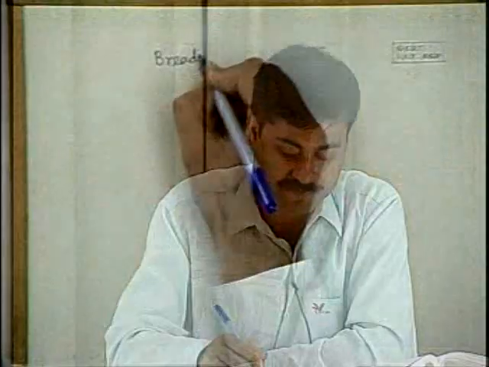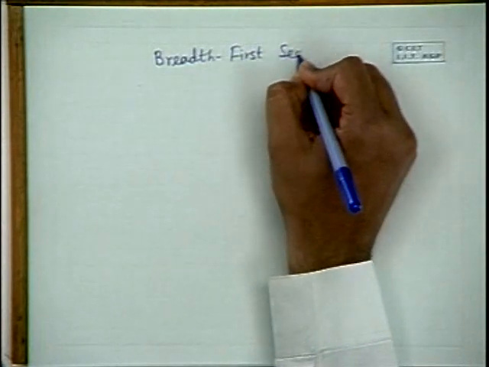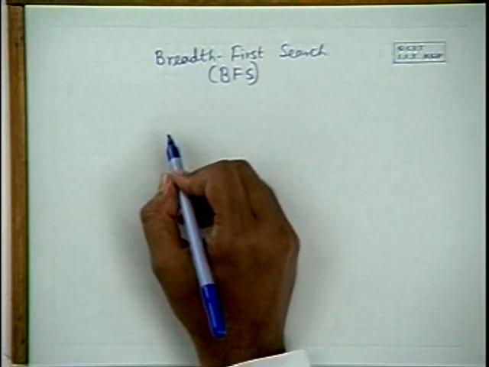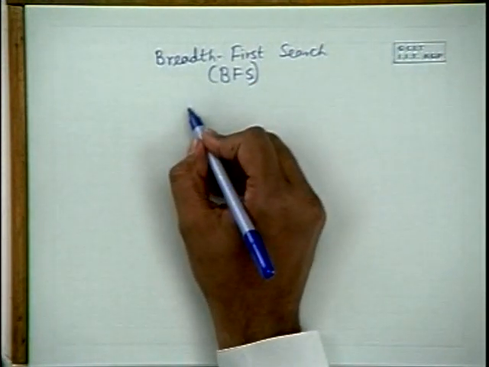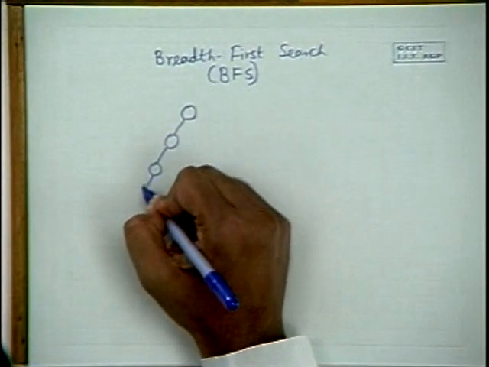So now we have already seen how to do a depth first search in a graph. There is another type of search in a graph which is called the breadth first search, or BFS. In depth first search, if you have seen already, we are going deep down the level.